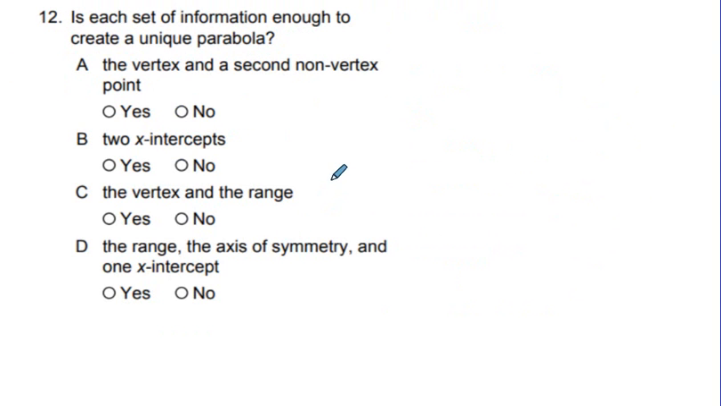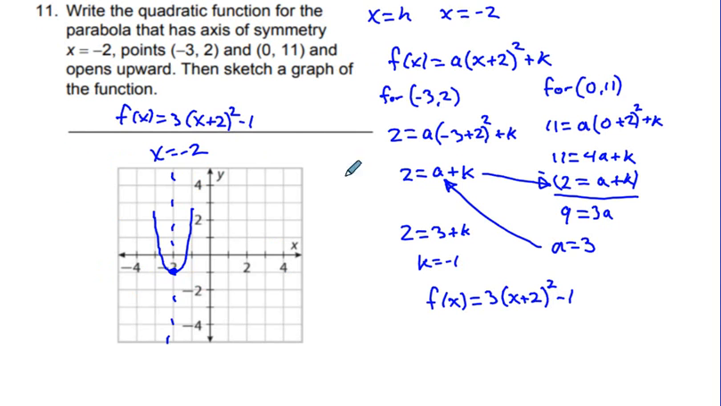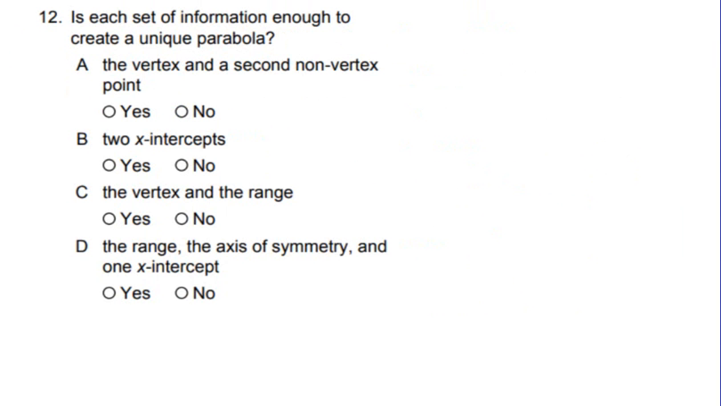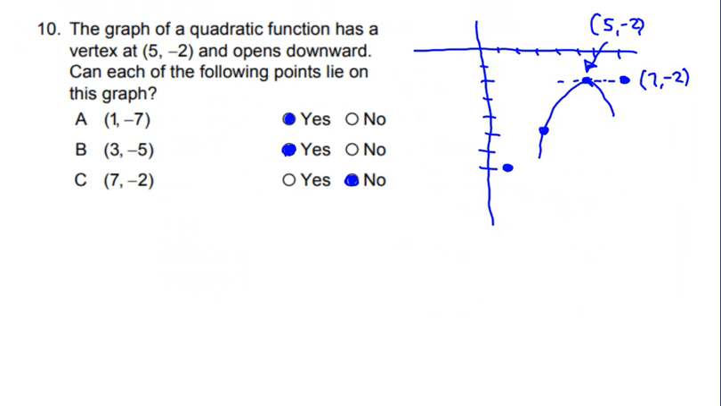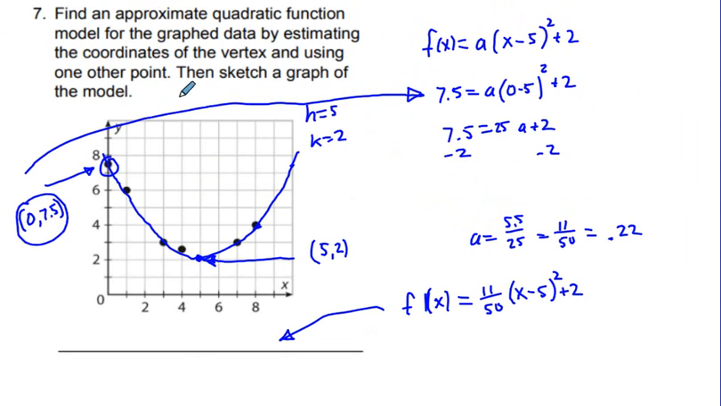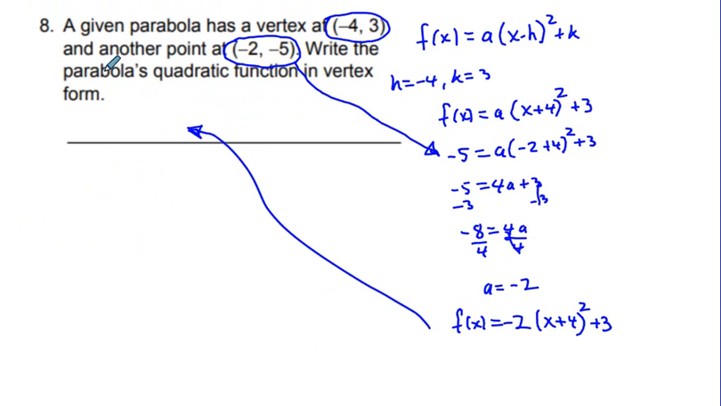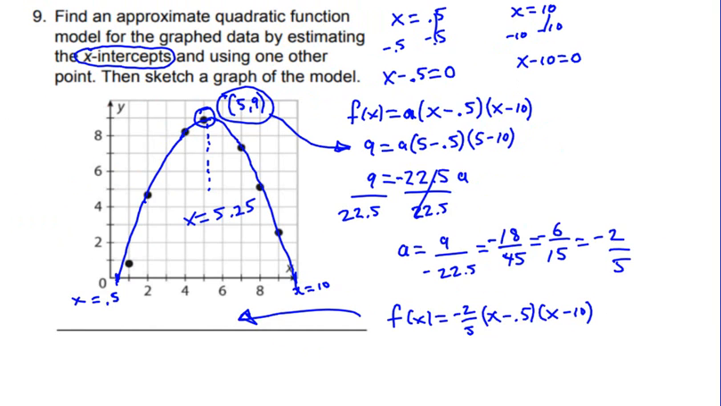12. Is each set of information enough to create a unique parabola? This problem condenses the work we've done already in problems 7, 8, and the last one, 11 even. So A, the vertex and a second non-vertex point. Well, that's exactly what 7 and 8 were, right? We had a vertex, by estimating a vertex, in this case we chose (5, 2), and another non-vertex point. Same thing for problem 8. So yes.